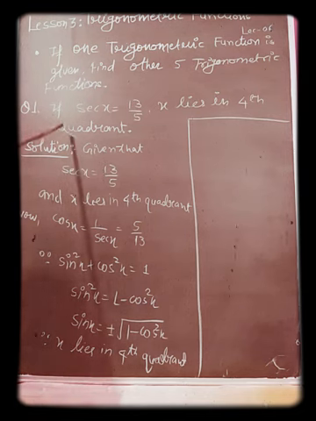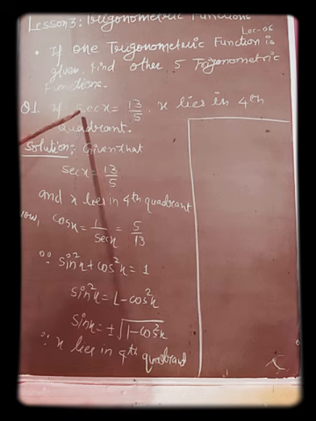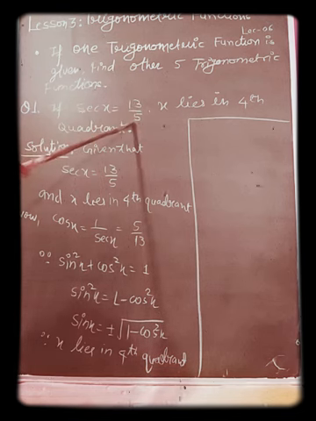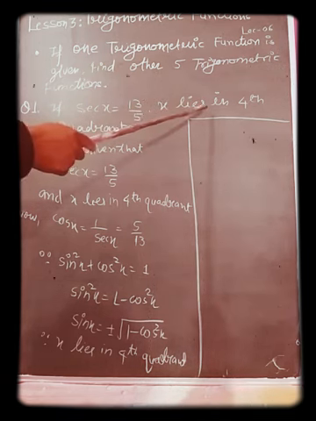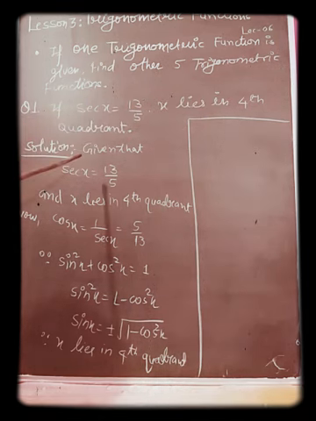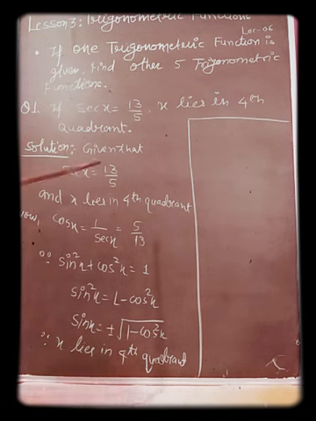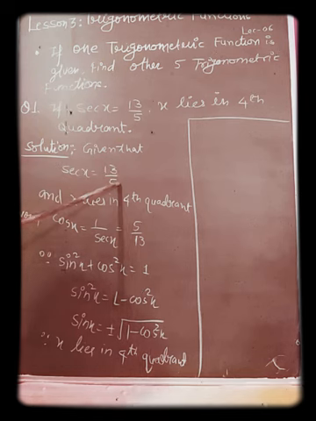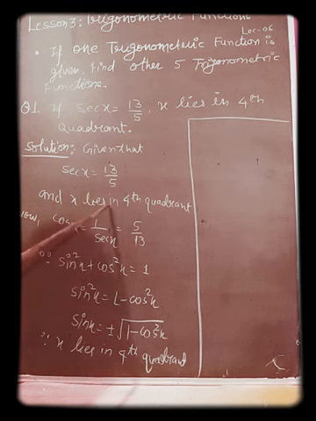Question number 1. If sec of x equal to 13 by 5 and x lies in the fourth quadrant, then find the other 5 trigonometric functions. So now, given that sec of x equal to 13 by 5 and x lies in the fourth quadrant.